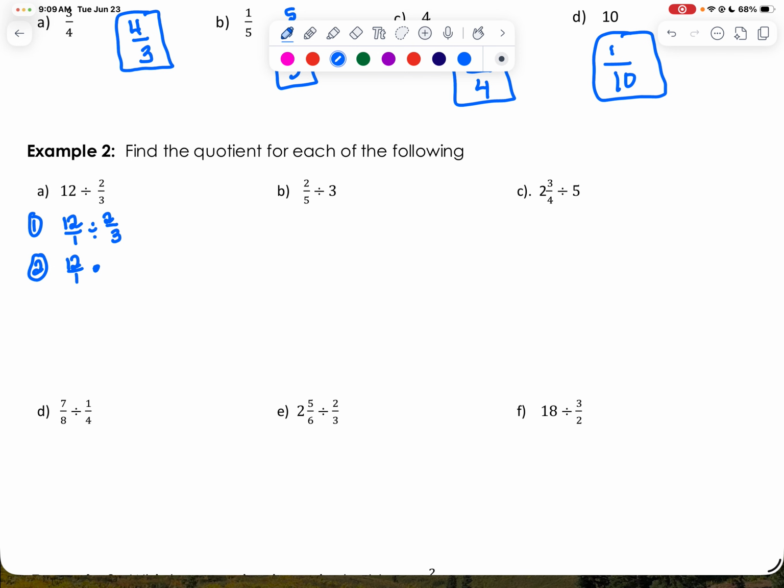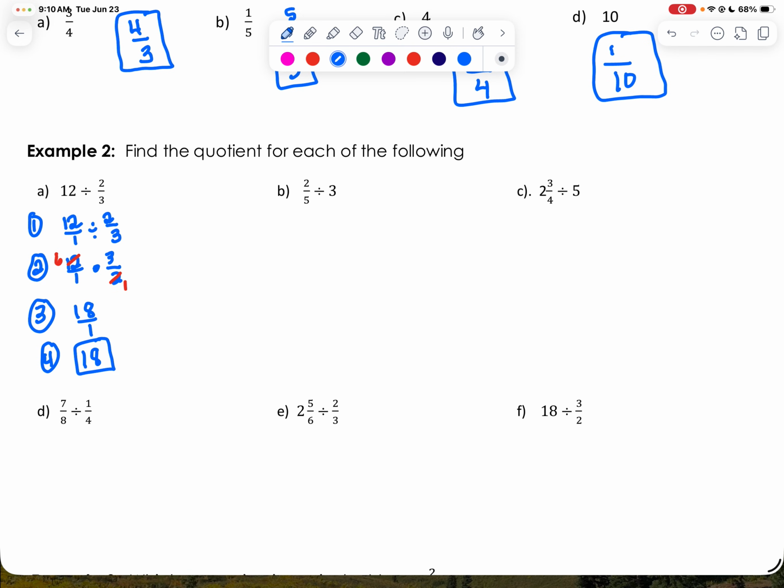So the reciprocal of 2/3 is 3 over 2. Now, step 3, we're going to multiply as normal. So if I want to multiply 12 over 1 times 3 over 2, the first thing I notice is I can cross cancel here because we can divide 2 by 2 to get 1 and 12 by 2 to get 6. So in step 3, if I multiply the numerator, I get 6 times 3 is 18. 1 times 1 is 1. And in step 4, if we simplify that, it would simplify to 18.